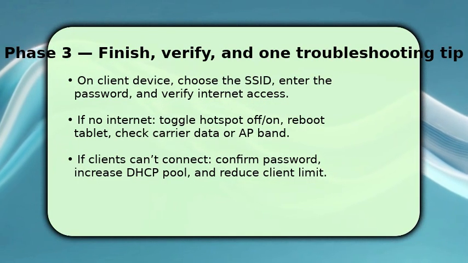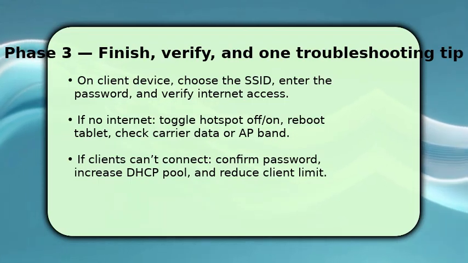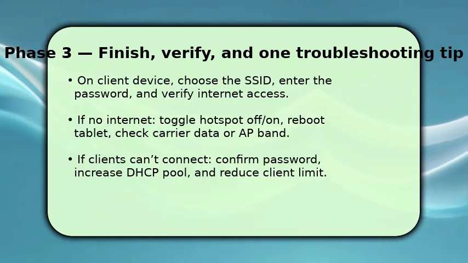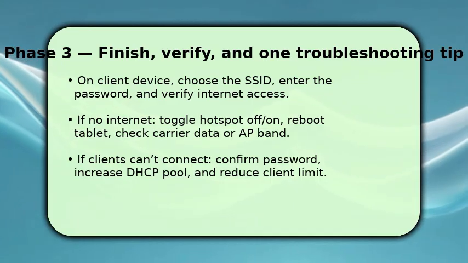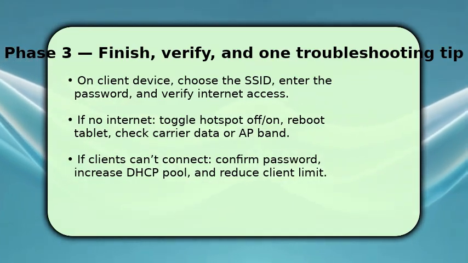Toggle the hotspot off and back on, reboot the tablet, and confirm your mobile data is active. Carriers sometimes block tethering. If clients see the SSID but cannot authenticate, recheck the password, switch the AP band, or increase the DHCP pool. Remember to turn the hotspot off when finished to save battery and data.